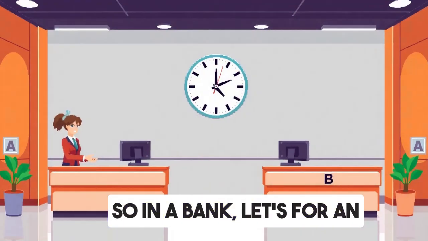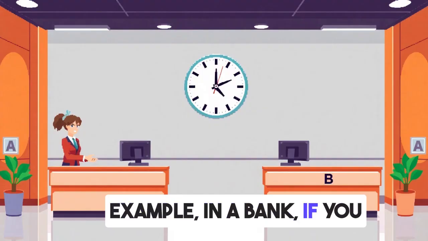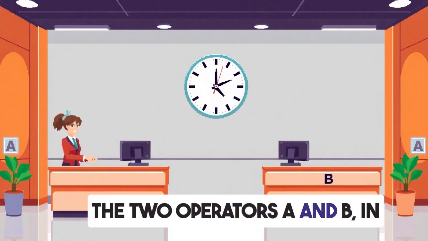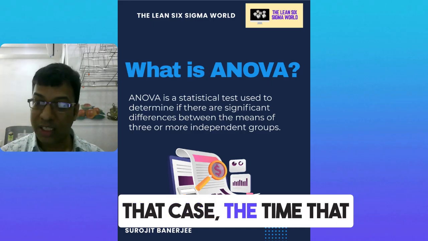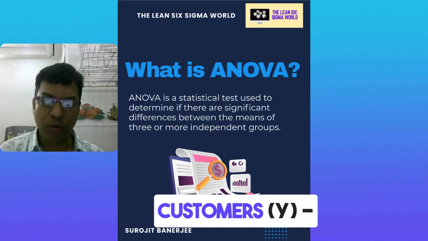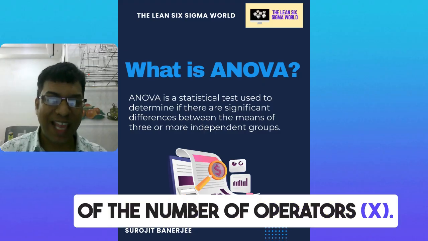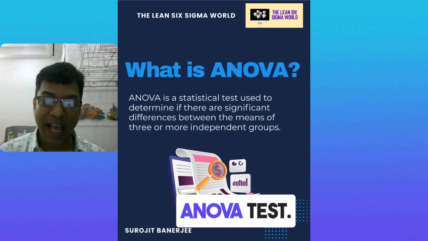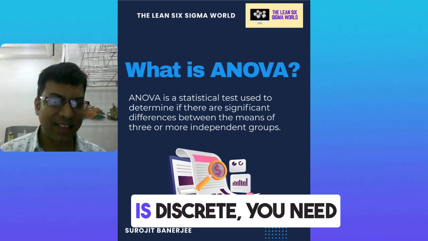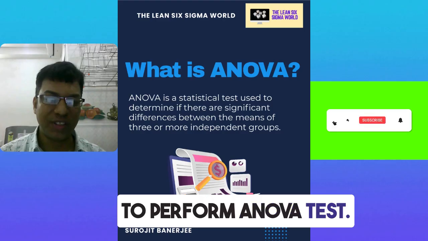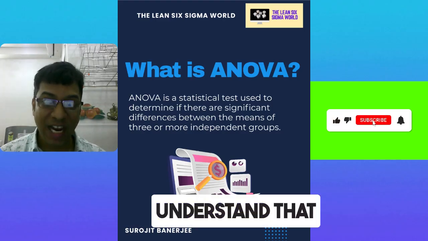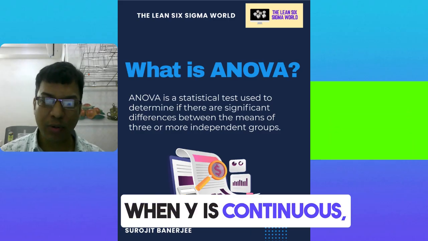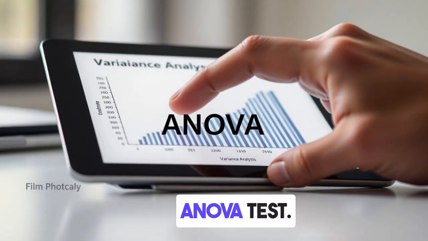Let's take an example in a bank. If you want to find out the time that is required to serve the customers by the two operators A and B, the time required to serve the customers, Y, is a function of the number of operators, X. So here Y is continuous, X is discrete, so you need to perform the ANOVA test. That is how we understand whether we need to perform the ANOVA test or not. If Y is continuous and X is discrete, you need to perform ANOVA.